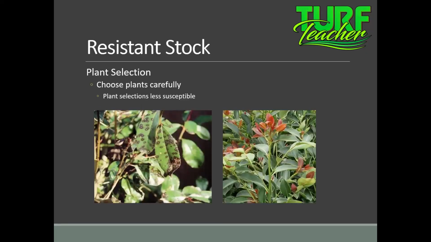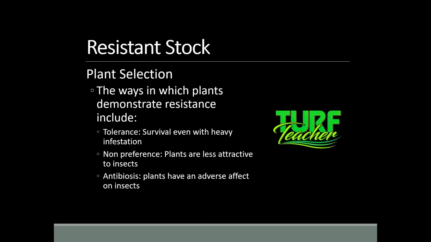With resistant stock, our plant selection, choose your plants carefully. Again, can't stress this enough. Choose plant selections that are less susceptible. The ways in which plants demonstrate resistance are tolerance, non-preference, and then antibiosis. Tolerance is survival even with heavy infestation. The plant's just tough. It's going to be able to tolerate it. It's going to live. Non-preference, these are plants that are less attractive to insects that may be carrying that pathogen. So those are good to have.